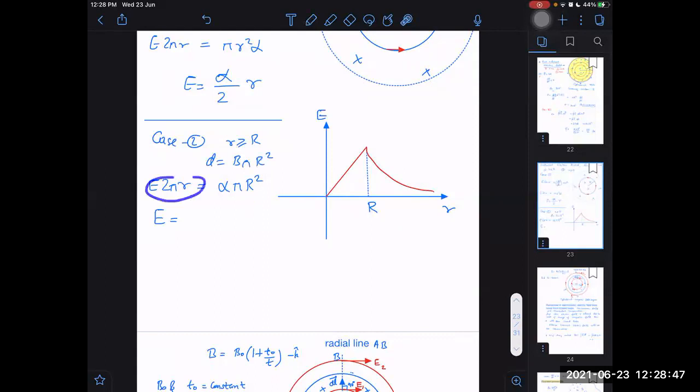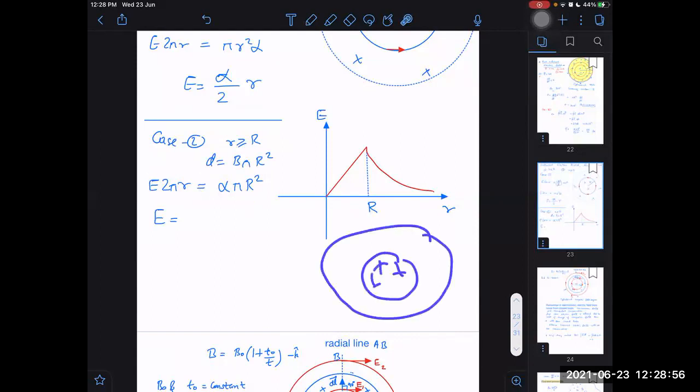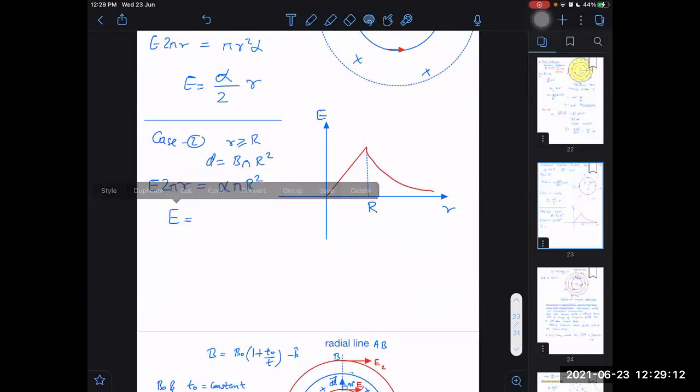While I apply this law, where I said that the EMF in a loop is equal to the rate of change of flux through the loop, the loop is bigger, but the flux is changing only within what region? Flux is changing only within the R region, although the loop is of bigger radius. The change in flux is only because of capital R. What do we get then? E is equal to alpha into capital R square by 2 small r.